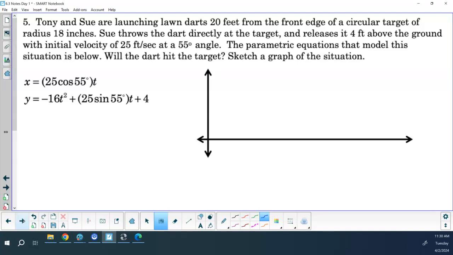Okay? So Tony and Sue are launching lawn darts 20 feet from the edge of a circular target of radius 18 inches. Sue throws the dart directly at the target, releases it 4 feet above the ground with an initial velocity of 25 feet per second at a 55 degree angle. The parametrics that model this situation are below. So these are the parametric equations for this one. We want to know, will the dart hit the target? So graph this parametric function.